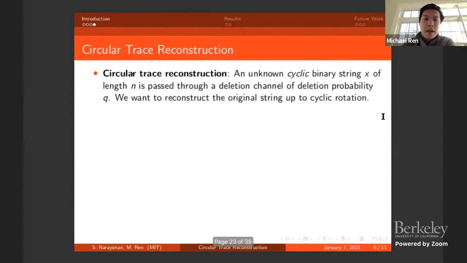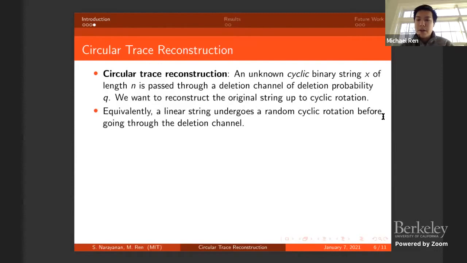The variant we introduced, circular trace reconstruction, is very similar, except now the strings are going to be cyclic strings, or circular strings. It's still going to be passed through a deletion channel. Every bit is going to be deleted independently with probability Q. The bits are going to be concatenated into a shorter circular string, and we want to reconstruct what the original string is up to cyclic rotation. Equivalently, we can think of this as a linear string, except it's going to undergo a random cyclic rotation before it goes through the deletion channel.